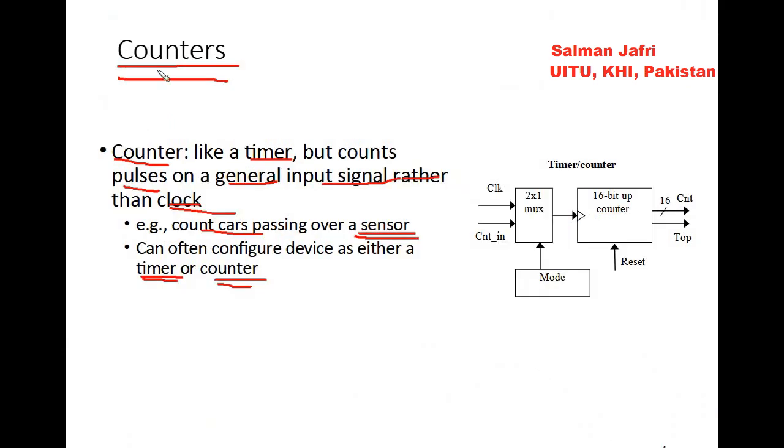Now let's look at counters. Counter basically is like a timer, but counts pulses on a general input signal rather than the clock. The idea is, if our counter is not counting the clock or the output of the oscillator, but is counting an external signal or an external element, then it would be termed a counter. So for example, what are the examples of a counter? Count cars passing over a sensor, right? So we can often configure a device as either a timer or a counter. In modern embedded systems, these are present as configurable devices.